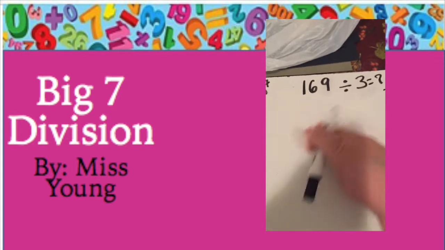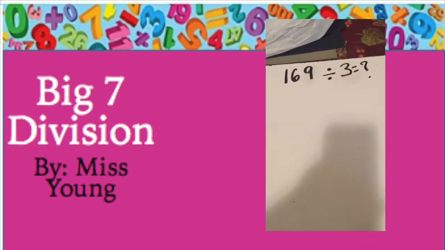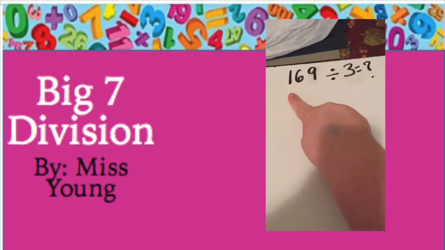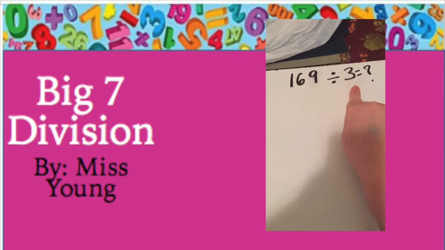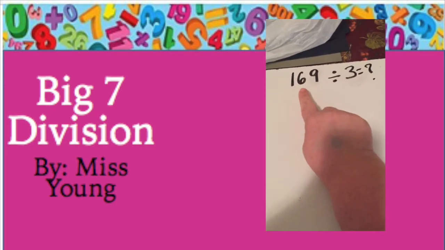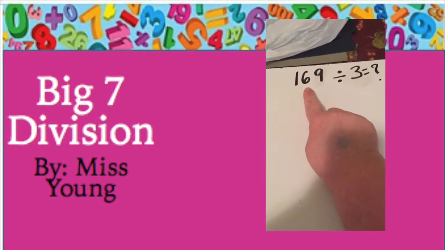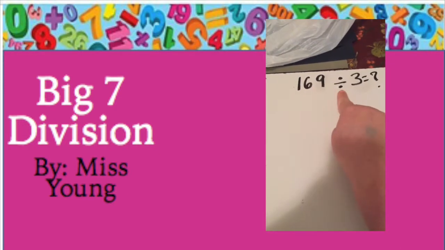So to get started, like I did with multiplication, I'm going to walk you through what the division numbers really mean. So when I read this, I read it as 169 divided by 3. So think of a real life thing. We always in my class use food because that's the fun thing to use. So 169 cupcakes. Divide it into 3 groups.